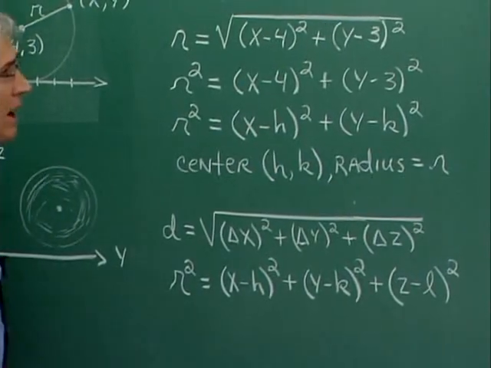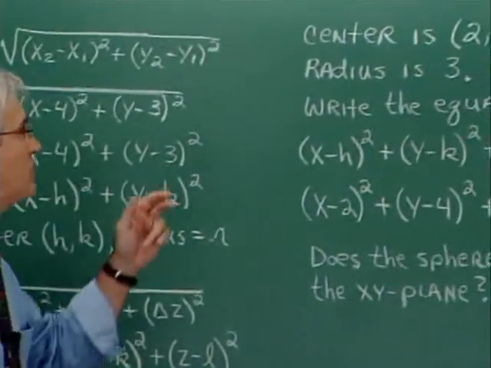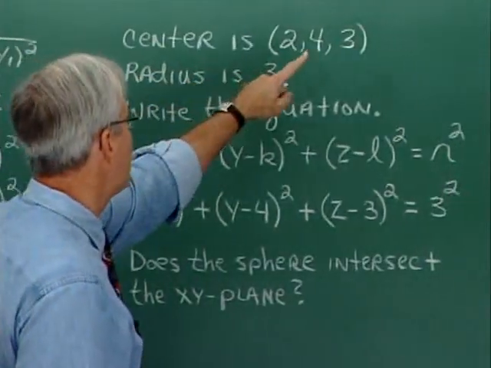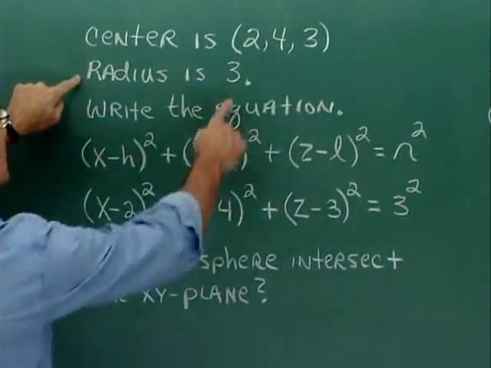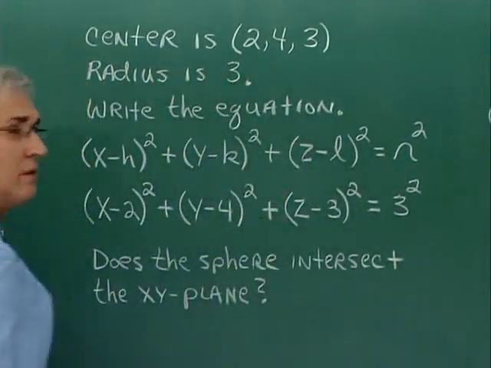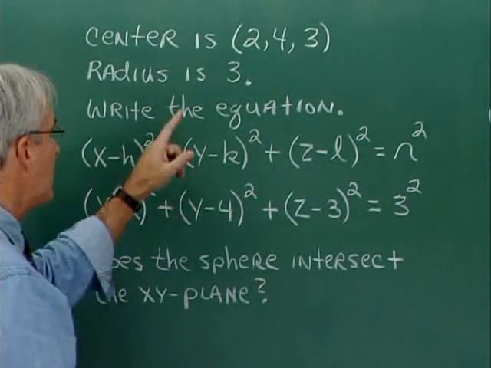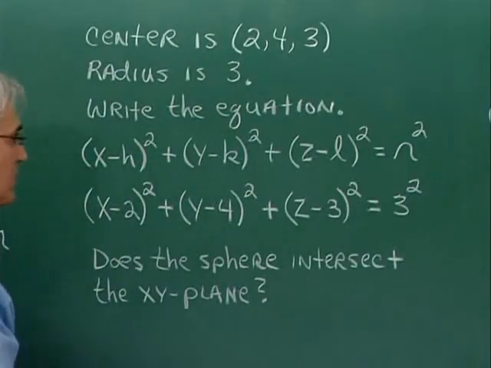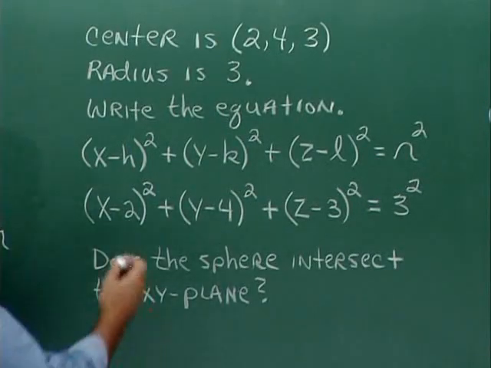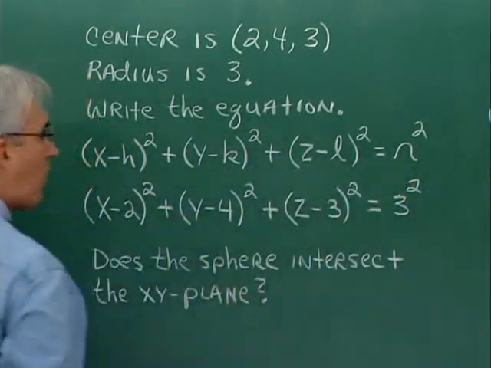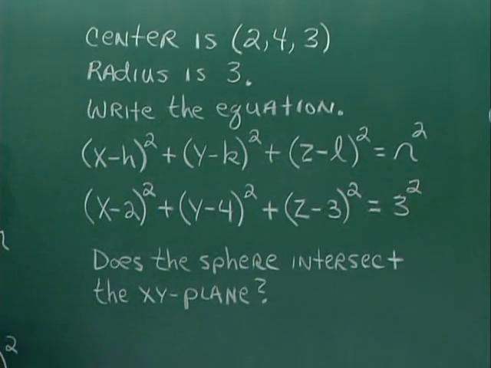Well, let's work a few problems. Suppose we have a sphere and the center is located at 2, 4, 3. The radius is 3, and we want to write the equation in standard form. Now, the equation can take a lot of forms, but the standard form is the form that we just looked at. So we might begin with the skeleton of the equation in standard form and just fill in the information we know. And we know just about everything here.